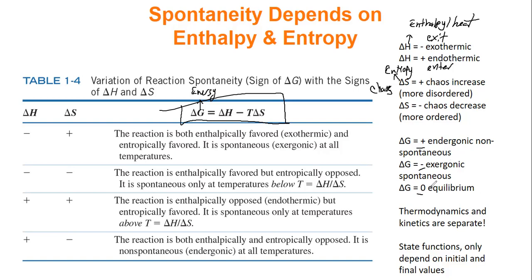Spontaneous means it will happen. So my pen, right? I have my pen hovering above my desk, and I let my pen go, it hits the table. That is a spontaneous reaction. Delta G is negative for that.